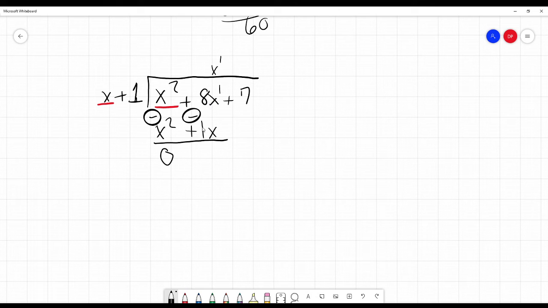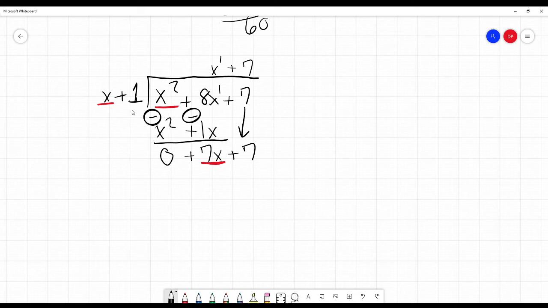Let's subtract. So we have 8x minus 1x. This is going to be a positive 7x. Okay, so next, just like long division, we're going to bring this 7 down, so this plus 7. And so now we're just going to do the process again. Now I'm looking at this first term. So x times what is going to be 7x? Or in other words, how many times does x go into 7x? Well, it's just going to be multiplying by 7.